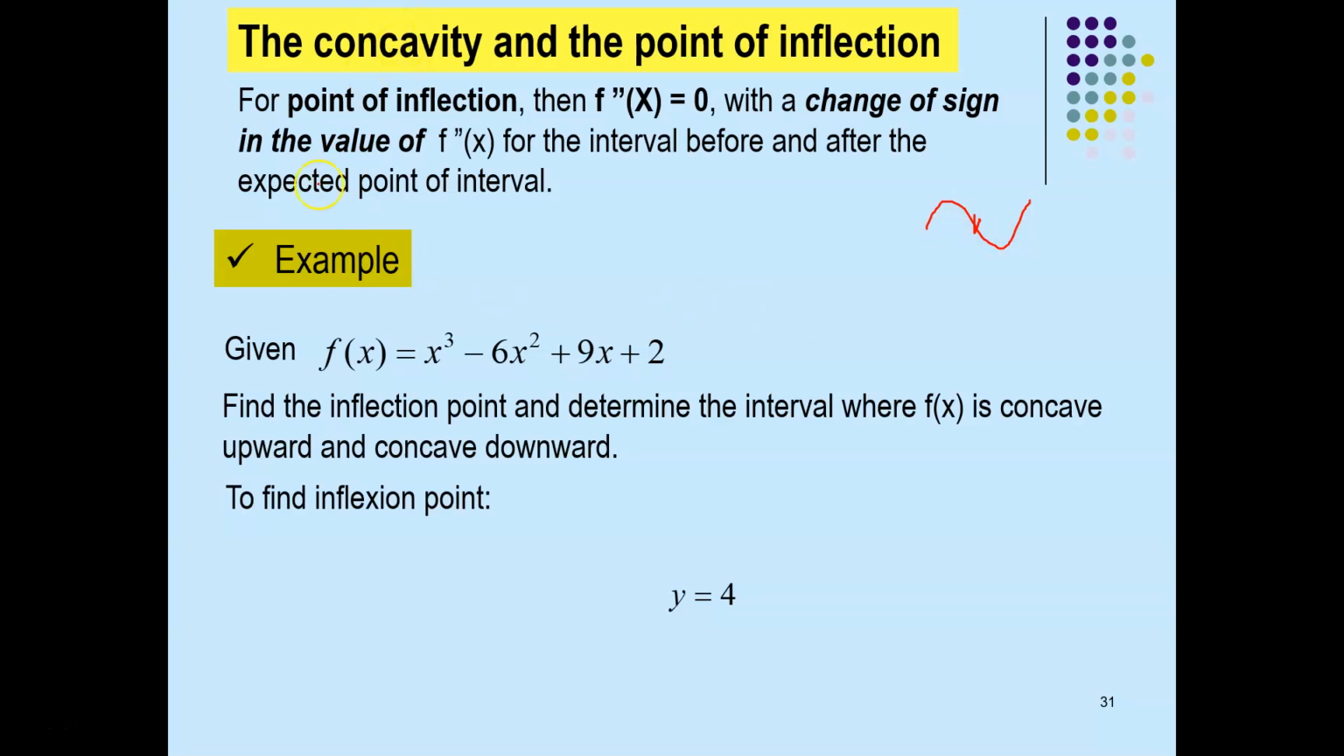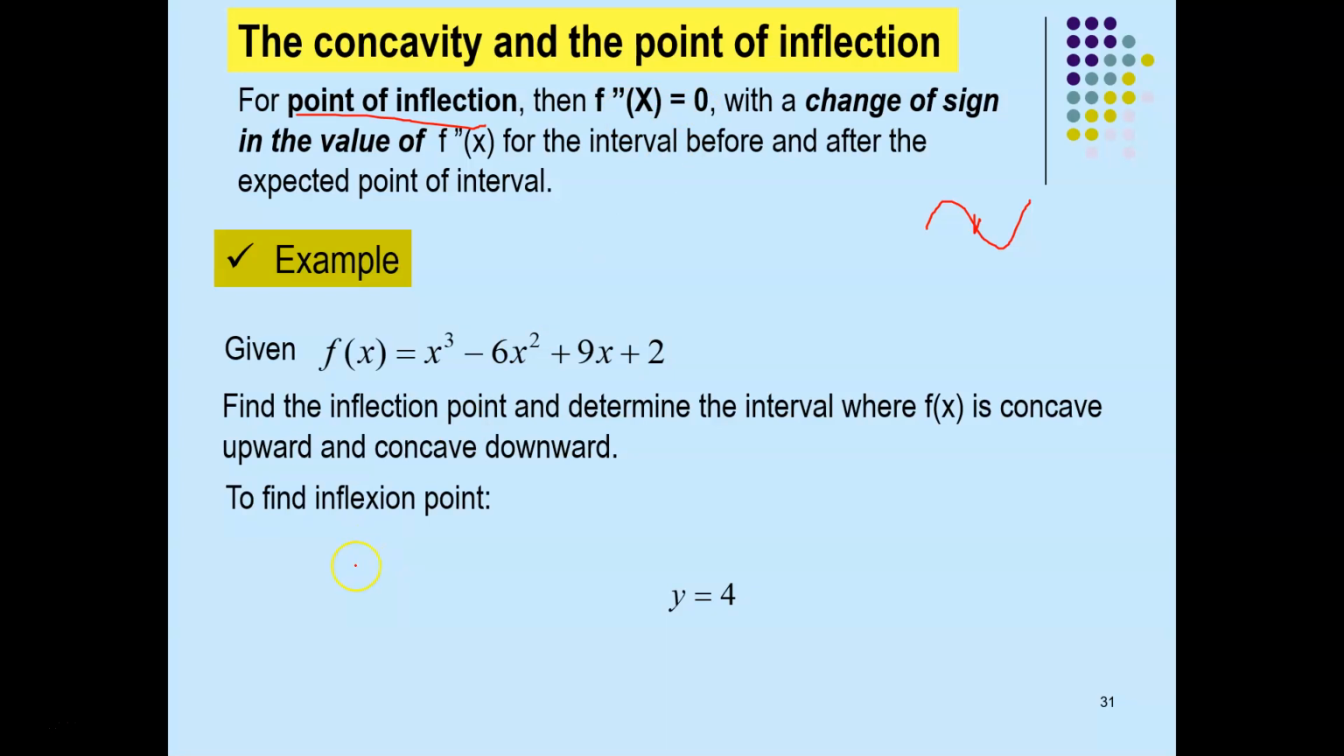So for point of inflection, how do you find point of inflection? Kita kena cari second derivative dia. And then you equal it to 0. With a change of sign in the value of f prime x for the interval before and after the expected point of inflection. Change of sign. Di mana dia mula berubah. Cumanya kalau tadi critical point, you need to find the first derivative, equal it to 0. But now it is point of inflection. Remember kalau inflection, you kena differentiate 2 kali. Second derivative. Then you equal it to 0.